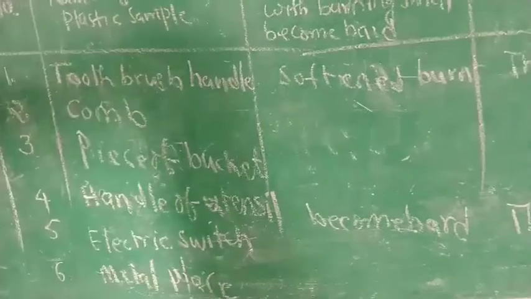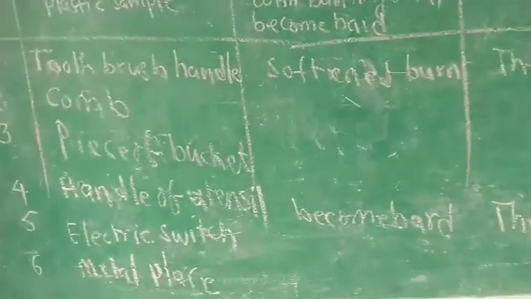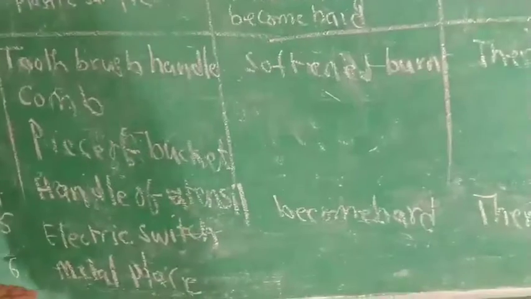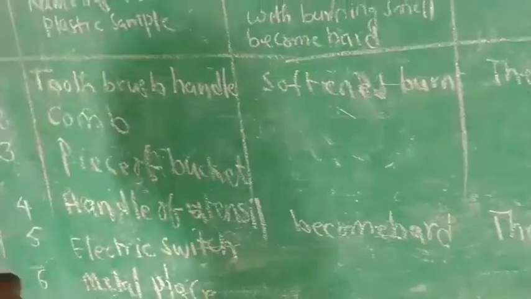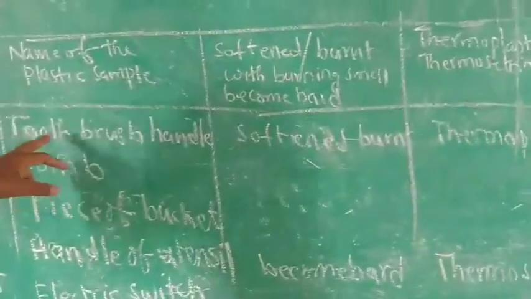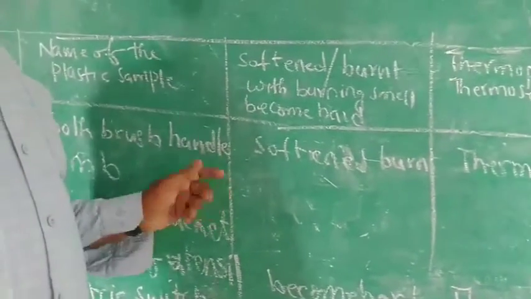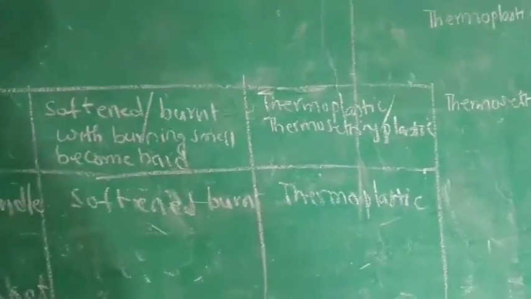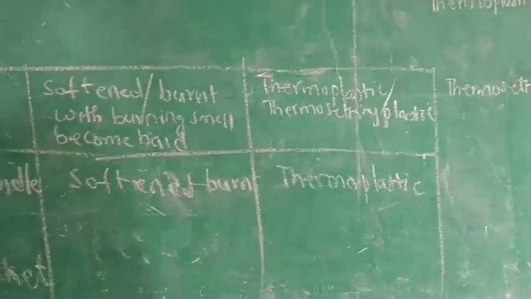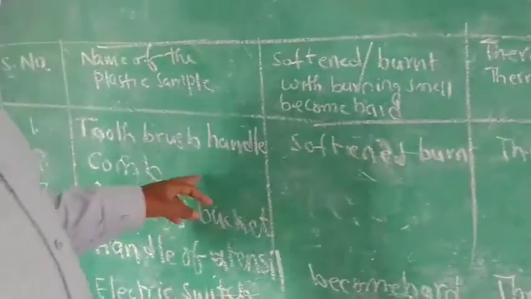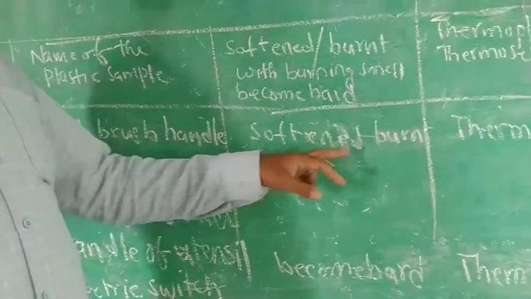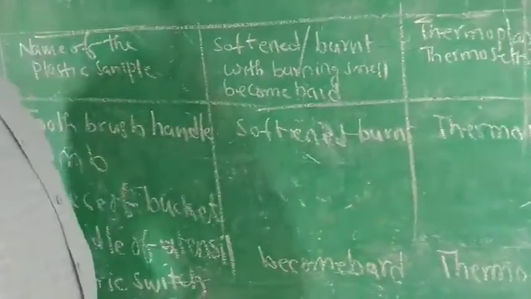These are the samples we have taken, children. You can take many more, like a coffee mug. Whatever type you have seen, you take it. First, the toothbrush: you take the handle with the help of tongs and burn it. It does not soften, so that is thermosetting plastic. You take the comb. Whenever it is heated, what does it become? Softened. It softens and burns. Then it is a thermoplastic.